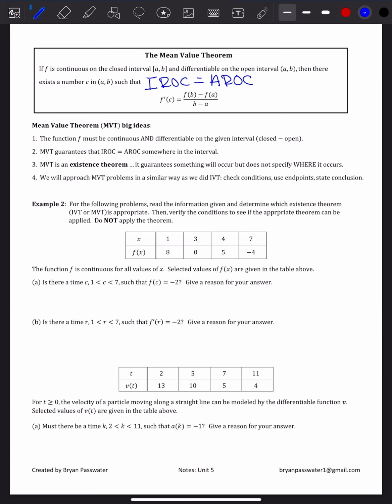So the function f is continuous for all values of x. Selected values of f are given in the table above. Is there a time c where 1 is less than c, which is less than 7, such that f of c is equal to -2? So we're talking about y values here. And because we're talking about y values, this is going to be an intermediate value theorem problem. So this would be an IVT problem.